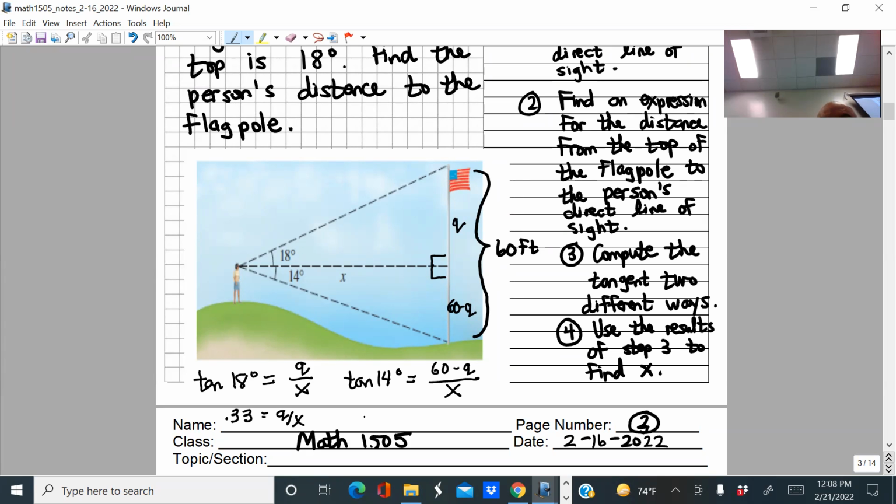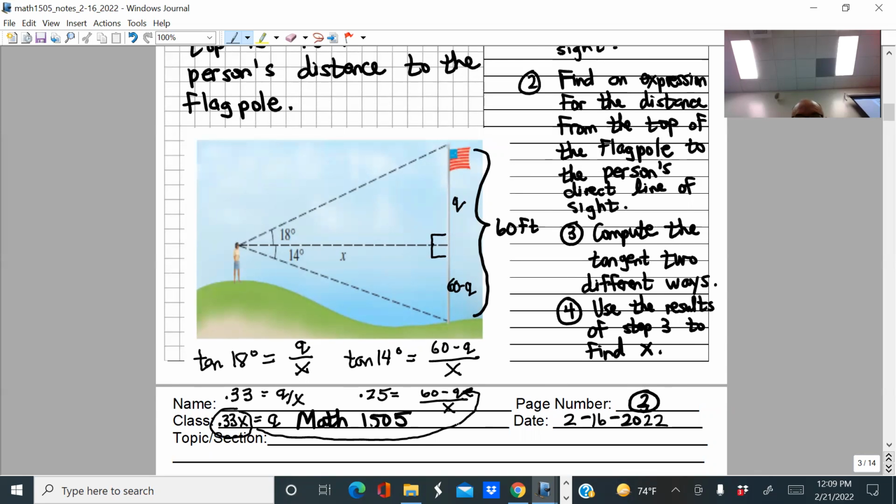And what's the tangent of 14 degrees? Oh, 0.25, okay. So that's equal to 60 minus Q over X. So now, if you cross multiply in this equation, you'll get Q is 0.33 times X, right? Now, by itself, that's not that great, because I don't know X, so I'm not going to know what Q is. But now you can take the 0.33 times X and substitute it for Q over here. So take that expression, 0.33 times X, and in the second equation, plug that in for Q.